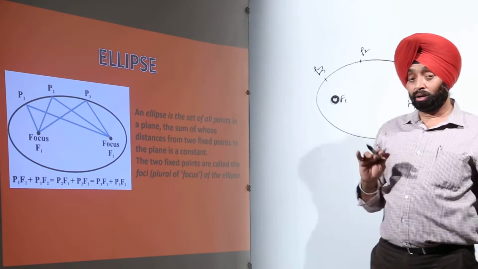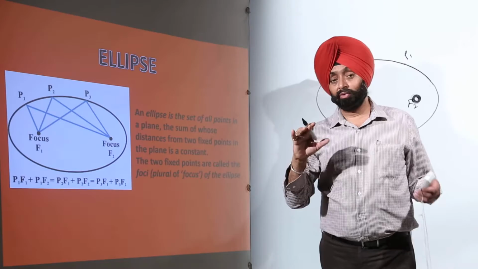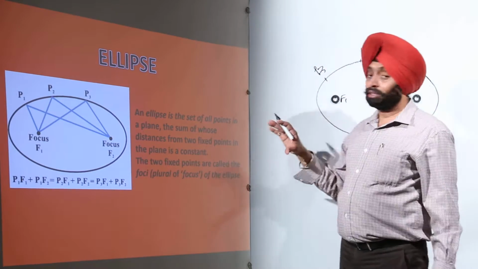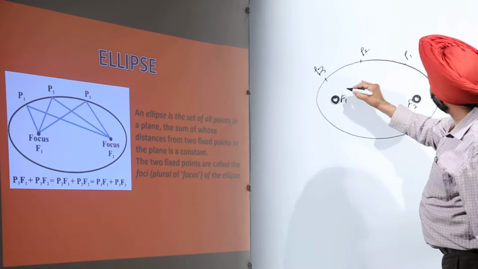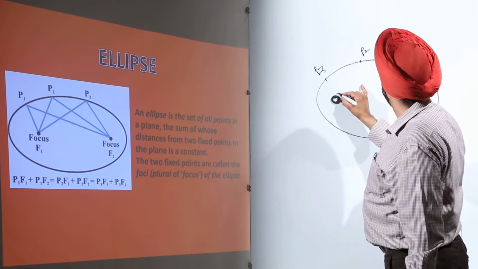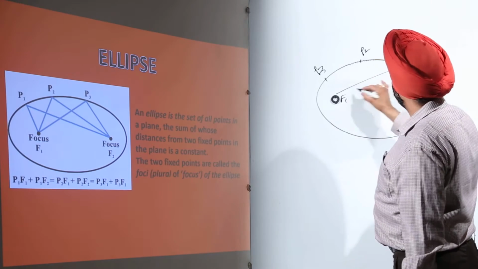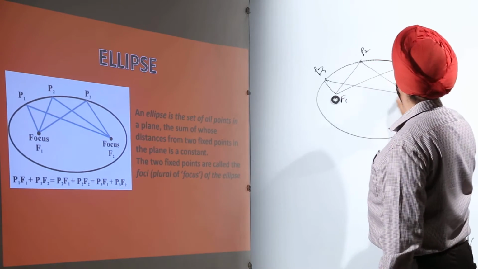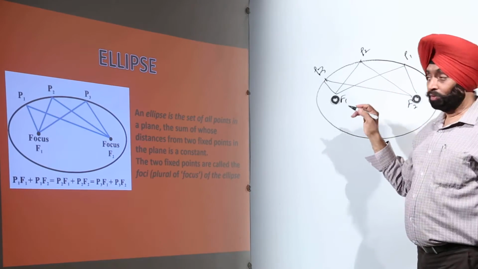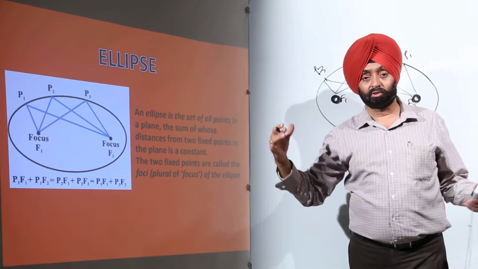Is it clear? Now if you remember, in the hyperbola the focal distance was the same. In the ellipse, the distance from, suppose, this one and this one, will be the same as equal to this one and this one. Is it clear? So the formation of this figure is called an ellipse.